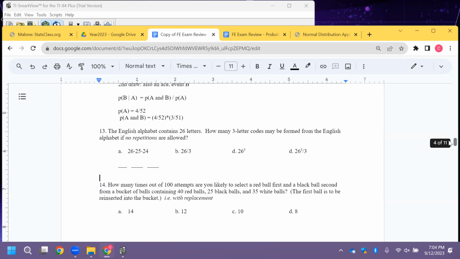Okay. How many times out of 100 attempts are you likely to select a red ball and then a black ball in the second from a bucket containing 40 red, 25 black, 35 white balls? The first ball is to be reinserted into the bucket. So we're doing these with replacement here.